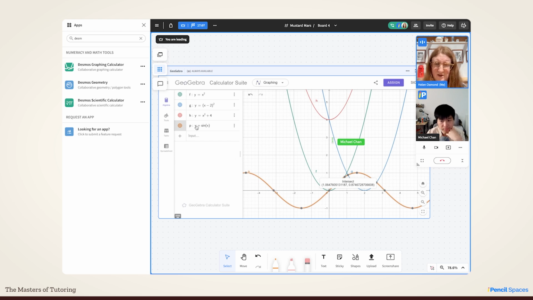So you can really get to exploring graphs using the graphing software, get students to do things with them.